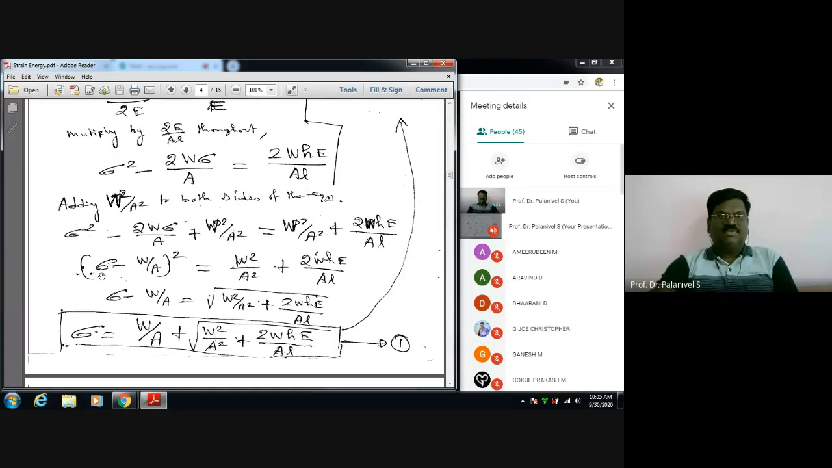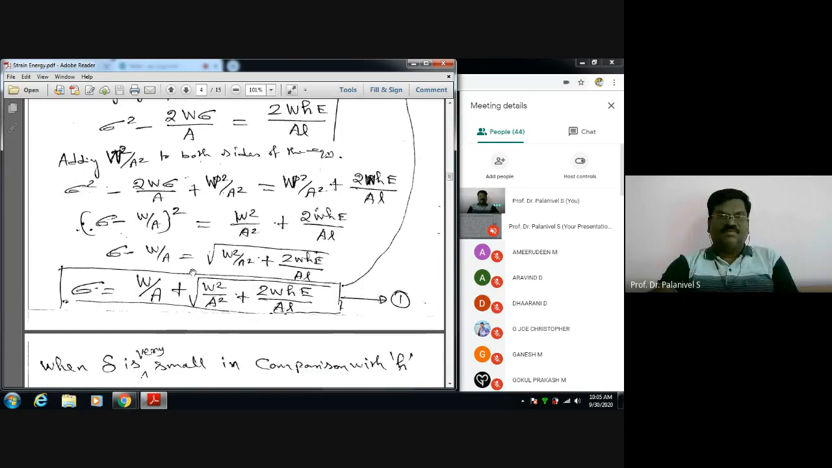That is why (sigma minus W by A) whole square, like (A minus B) whole square, is equal to W square by A square plus, as it is, RHS is as it is. Okay, from this sigma minus W by A is equal to root of this RHS. Therefore, sigma equals W by A plus root of W square by A square plus 2WHE divided by AL. You can also write W by A whole square, no problem. This is the expression, equation number 1.